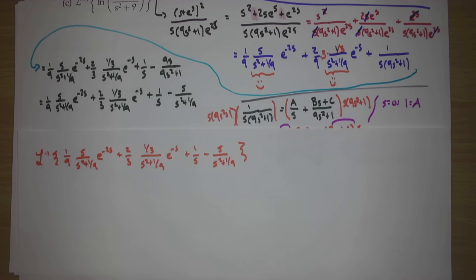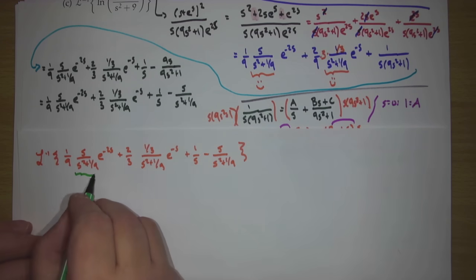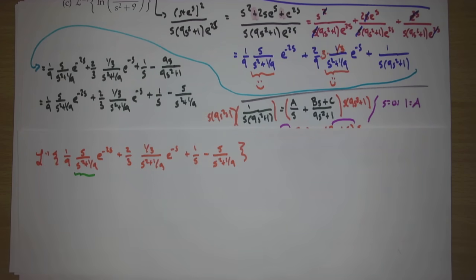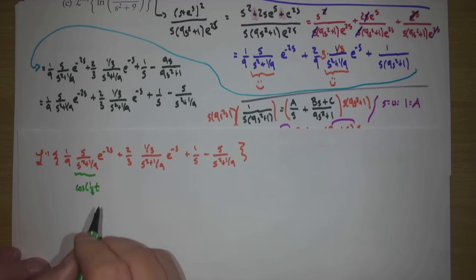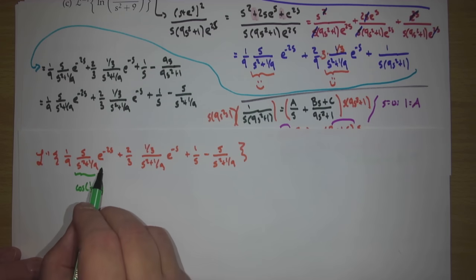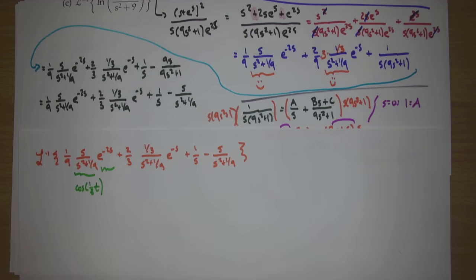Okay, term by term. Well, the 1/9, that's a constant. We don't need to worry about that. S over s squared plus a 9th, I'll just trust that you have your table. That by itself is a cosine. Cosine 1/3 t. But there's an e to the minus 2s.